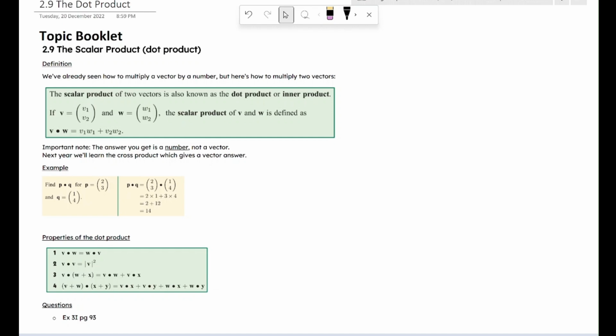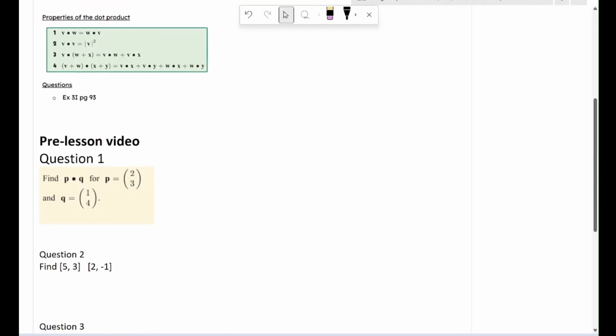Okay, in this video we're looking at dot products, or they're sometimes called scalar products. It's basically a way to take two vectors and times them together, sort of. It spits out a number as your answer. So let's just do an example of this.